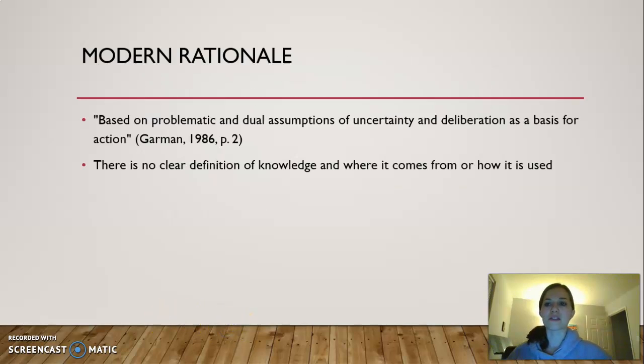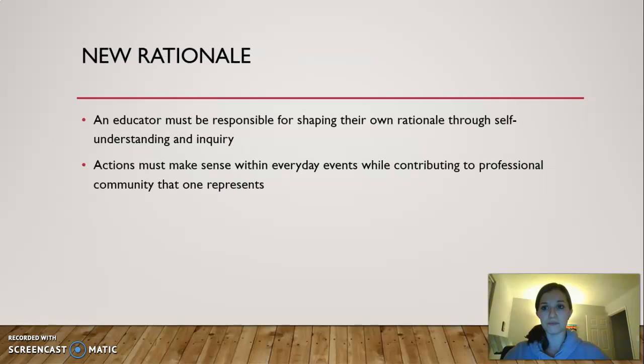So it begins by discussing the modern rationale behind creating this model. When she first discusses what people used to think, we used to teach based on problematic and dual assumptions of uncertainty and deliberation as a basis for action. So kind of just thinking on our own and doing what we've been trained to do almost subconsciously. So there's no clear definition of knowledge and where it comes from or how it's used.